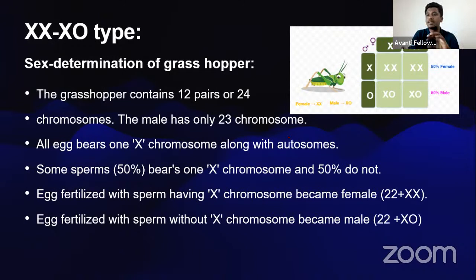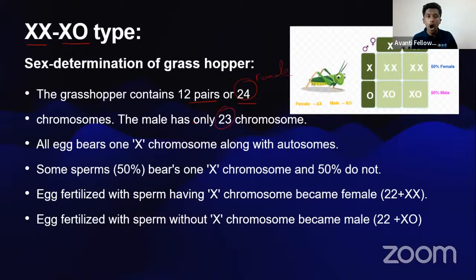So now we have XX and XO type of sex determination. In XX and XO type of sex determination, the female has XX and the male has XO. The grasshopper has 12 pairs of chromosomes, so 24 chromosomes in total. The total of 24 chromosomes is only seen in females, whereas the male will have only 23 chromosomes.